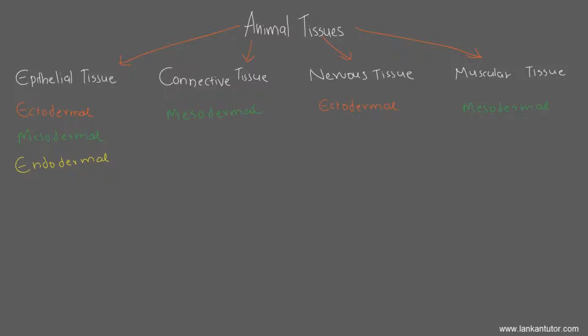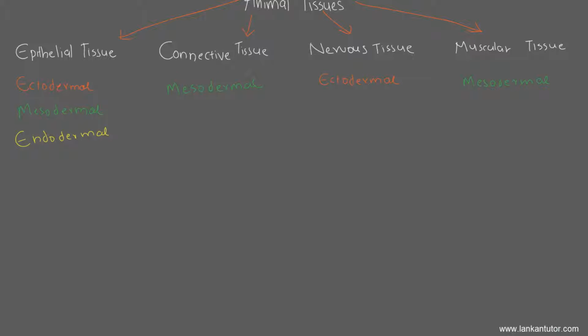In 2.11, what we're actually going to be talking about is epithelial tissues. There are a few kinds of epithelial tissues. Some are simple and some are complex, and we'll give a brief description of each one of those and how to draw them and their functions.